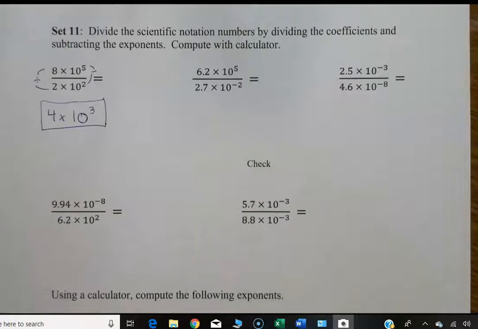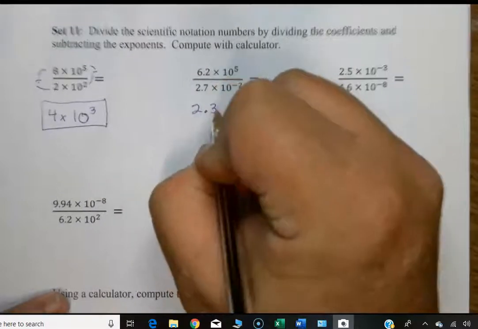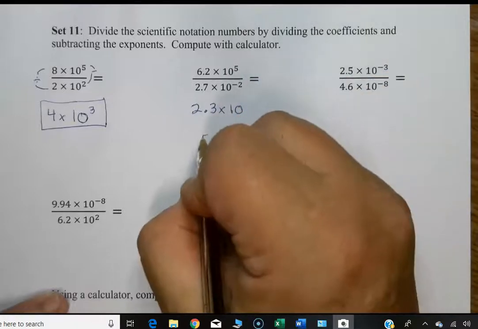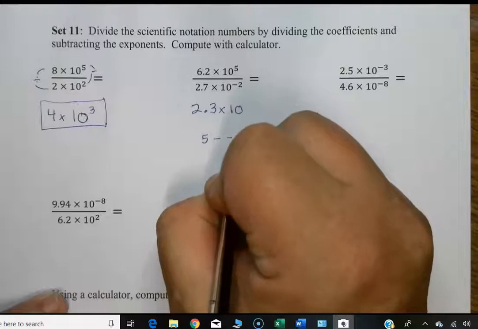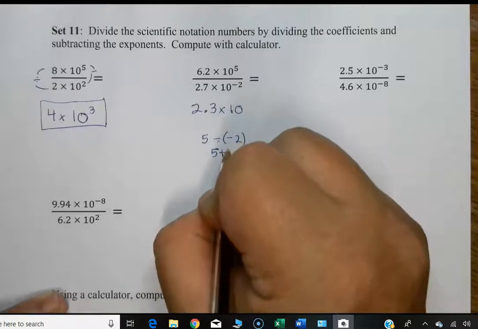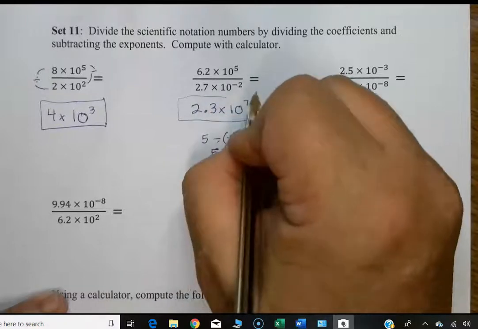Okay? Go ahead and do the next one. Pause and do the next one. And we're back. So you can use a calculator for the coefficients. So we have 6.2 divided by 2.7, and that gives us, we'll just round it to 2.3. And you see that is a number between 1 and 10, so we're not going to have to adjust the decimal. But be careful on the exponent. Times 10 to the what? 5 minus negative 2. Minus a negative is a positive, so that flips it to 5 plus 2, which equals 7. So you put the 7 there, and that's your answer.